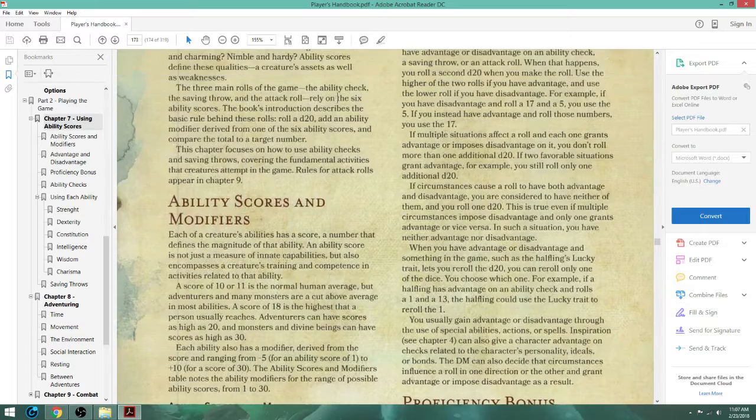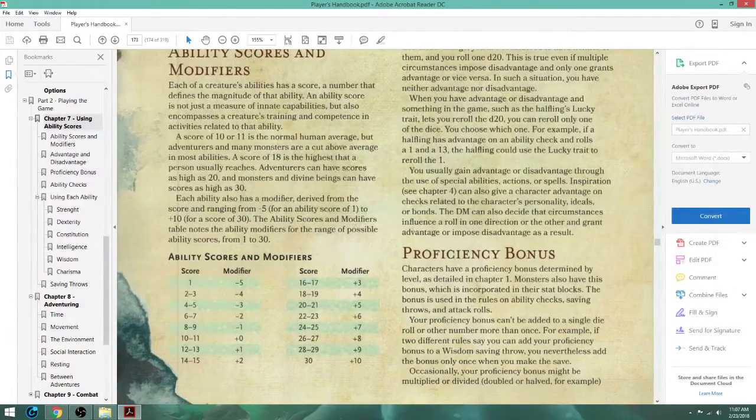Now, as we go on from here, you can go ahead and check the chart. This right here is the chart. Let me see if I can highlight it all. Well, I can't highlight it all, but I highlighted some of it. This is the ability score chart. If you have any questions on what your ability score is, this is the chart that you want to check out.